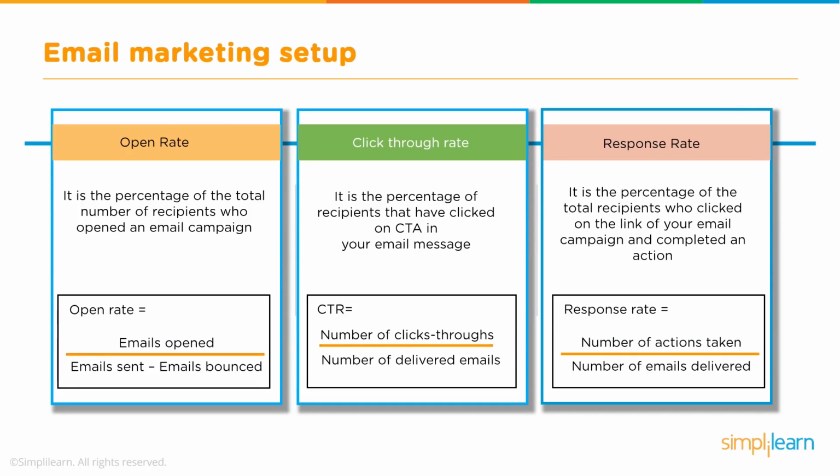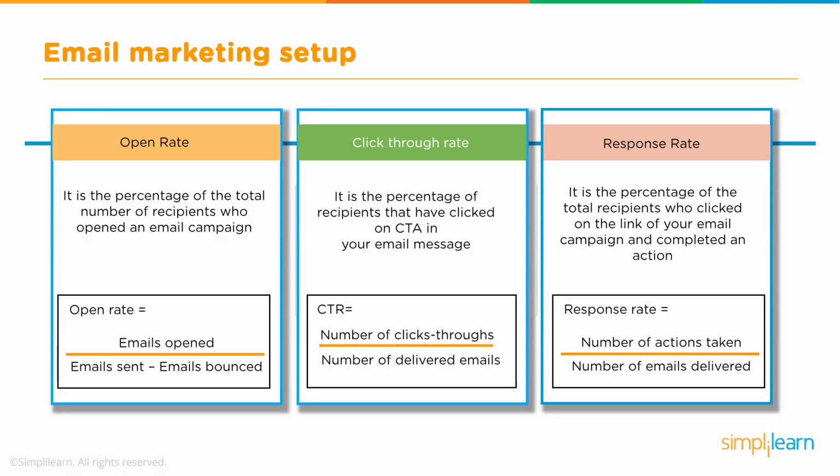And then response rate. It's the percentage of the total recipients who clicked on a link in your email campaign and actually completed the action. So in our example, we're trying to get people to click on the shopping call to action and get them to purchase. So we sent 100 emails, and of the 25 who actually clicked, we had 10 who actually took action and purchased. So 10 divided by 100 is 10%. So you have open rate, click-through rate, and response rate. Those are some key metrics for email marketing. Okay, the first step is you've got to get people to open it. That's where the subject line is so important.